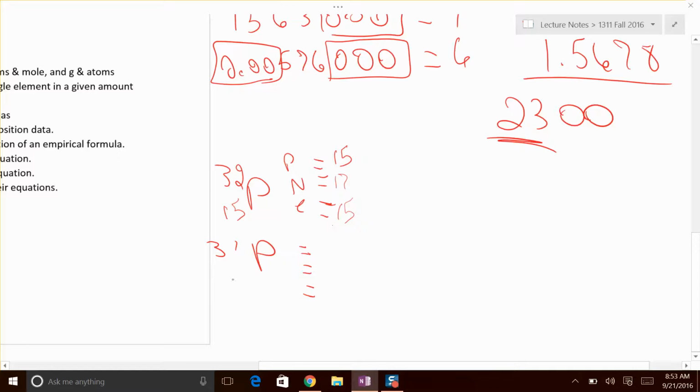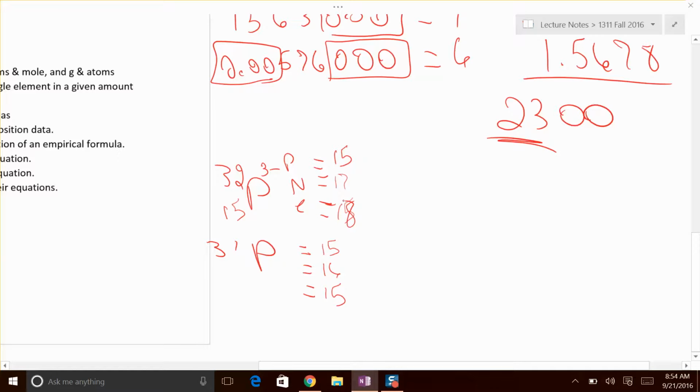How many protons in P31? 15. Neutrons? 16. And electrons? Okay. What if this was P3 minus? The electrons will change. To what? You add 3. So 18. So now it's 18 electrons.